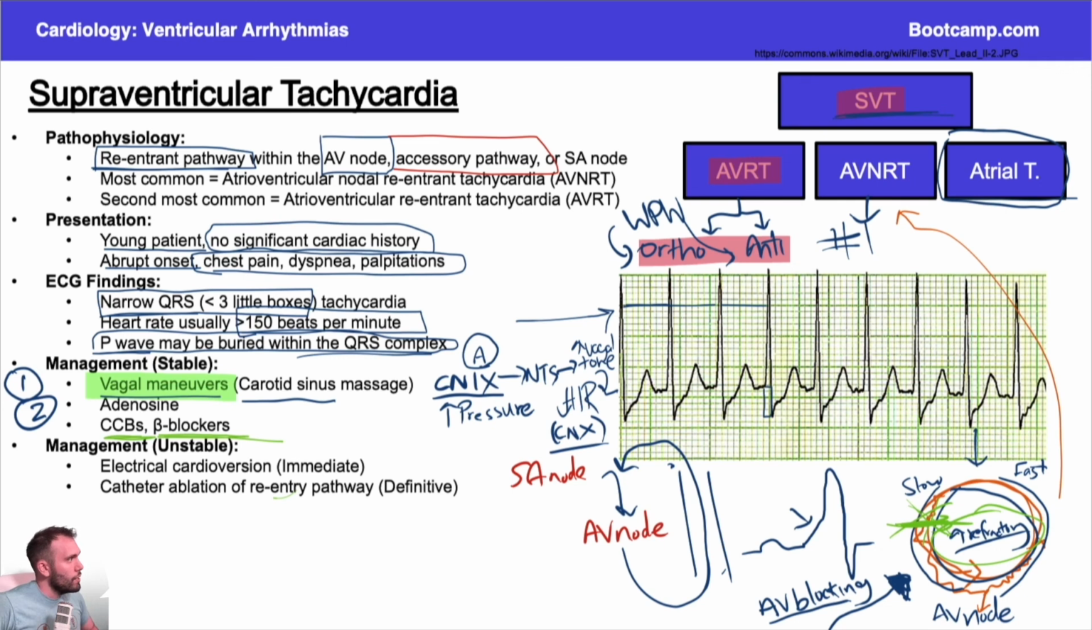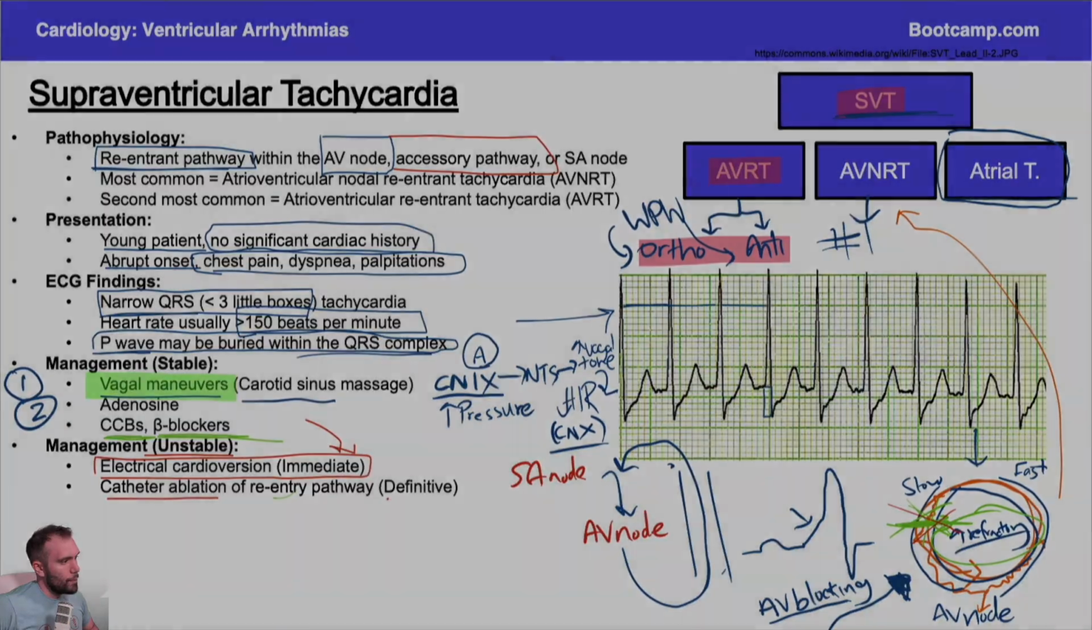Now, if a patient's unstable, there is different management. Again, I'm not going to go into too much detail on this for Step 1, but immediately, typically, we can do cardioversion in an unstable patient. And again, this is a patient that's hypotensive, for example, right? They're in shock. This would be an example of when you would pick electrocardioversion, and then in the long term, you can do a catheter ablation of this pathway. And that would be more definitive treatment.